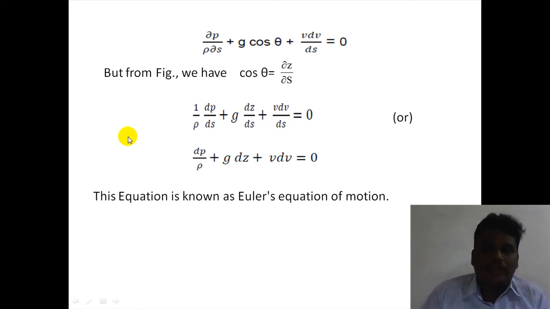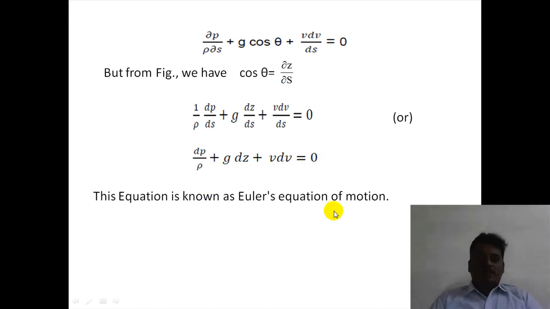Now, every term has ds on the right side, ds remains 0, that means dp by rho plus g dz plus V dV is equal to 0. This equation is known as Euler's equation of motion.